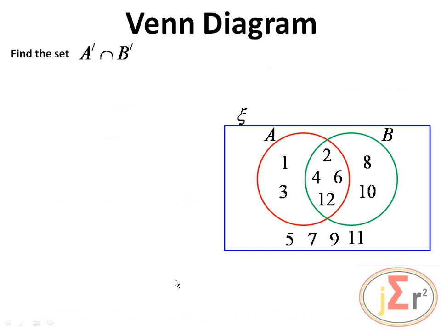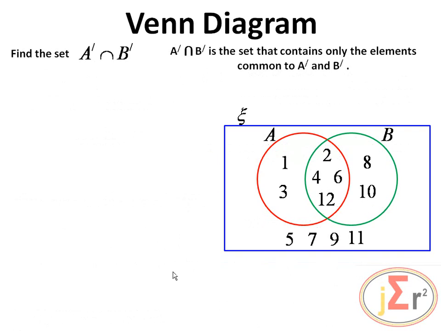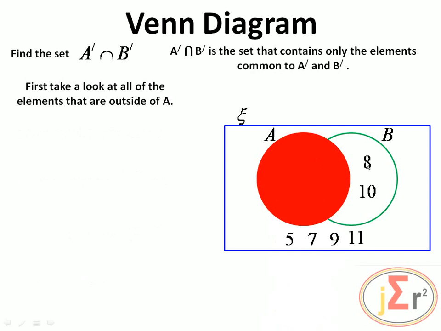Find the set A complement intersection B complement. A complement intersection B complement is a set that contains only the elements common to A complement and B complement. Right? So first, take a look at all of the elements that are outside of A. So we're going to look at A complement. This is A complement. It will do us well to remember this again. This region represents A complement.